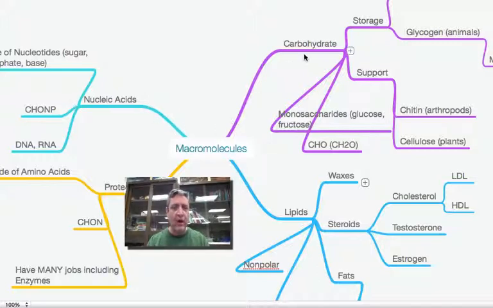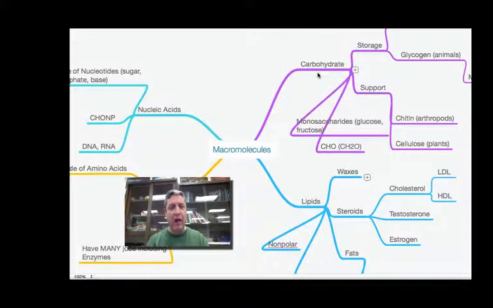The first one we're gonna look at is carbohydrates. Carbohydrates are made of monosaccharides that form polysaccharides. A typical monosaccharide would be glucose or fructose. That's a single sugar. And then they join together to make disaccharides and then polysaccharides.